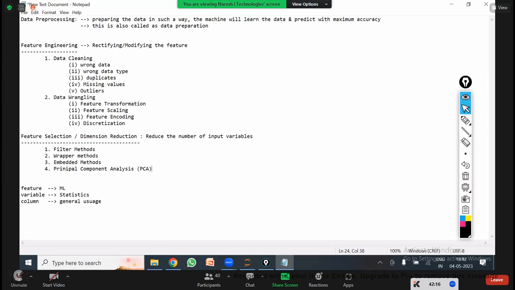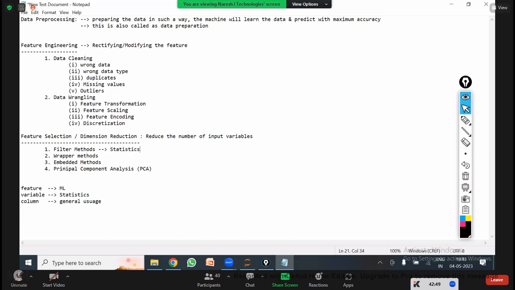In these 4 options, what we are going to do is identify which are unimportant variables and drop them. In the original data set in real life, we'll get 40 to 50 columns or 100 columns. Out of those, we may have to remove some of the columns. In that case, we use either the filter method, wrapper method, embedded method, or PCA to drop the unimportant variables.